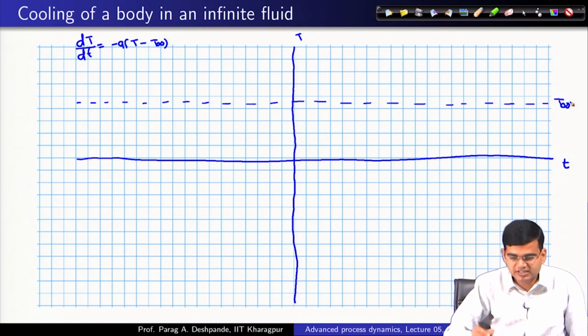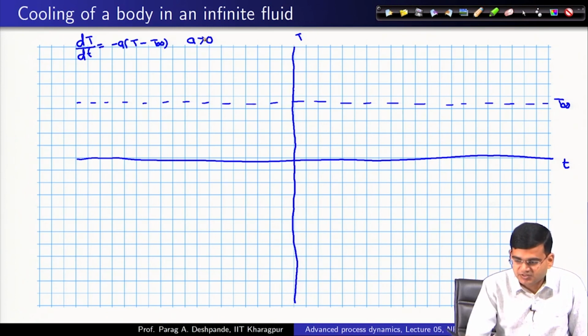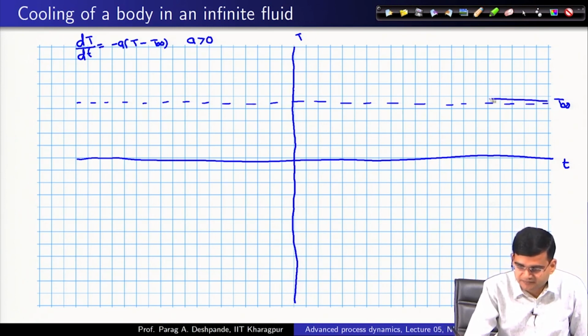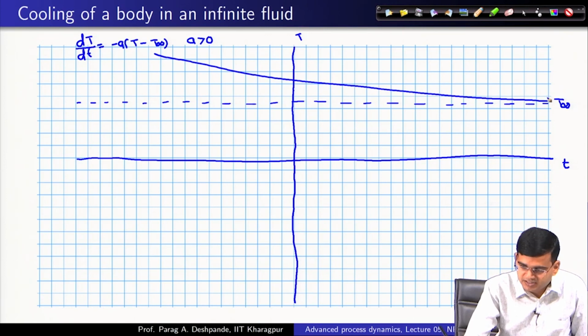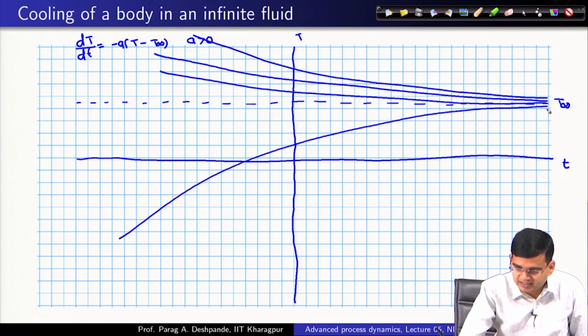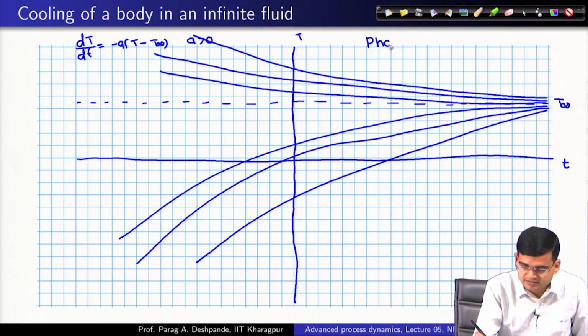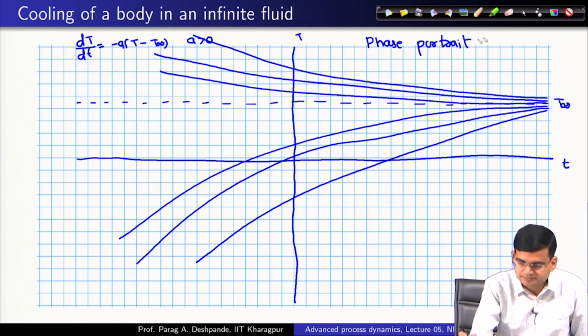And once we have marked all of this, then for A greater than 0, the asymptote is this. So, therefore, these are going to be the phase lines, and for A greater than 0 and temperature less than T infinity, these are going to be the phase lines. So, this is the phase portrait.